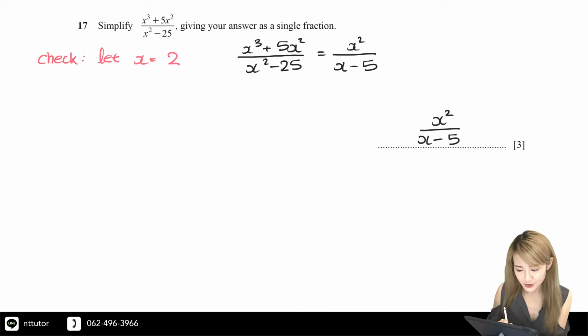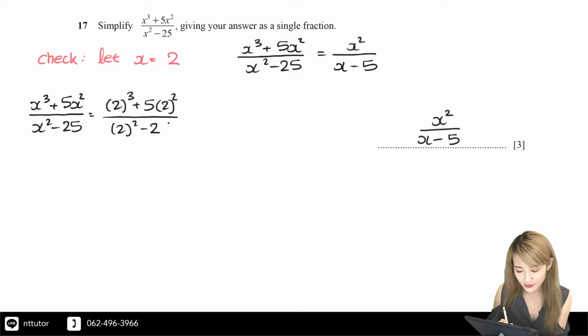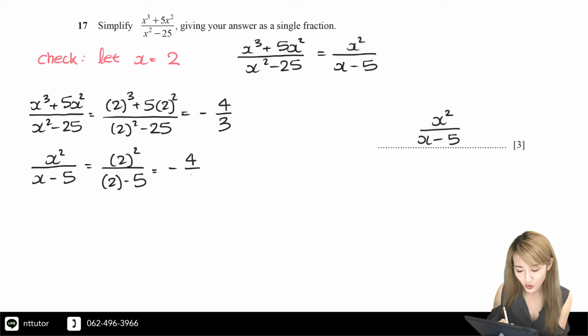So if I substitute 2 into x cubed plus 5x squared over x squared minus 25, that will give minus 4 over 3. And if I substitute x equals 2 into x squared over x minus 5, that will give minus 4 over 3 as well. So they give the same thing. Therefore, those two expressions are equivalent to each other. And that is the simplified format of that fraction.